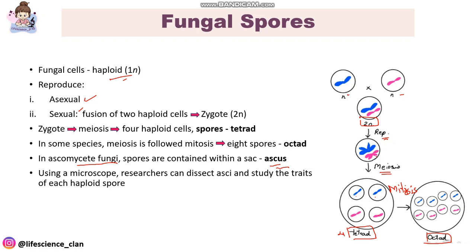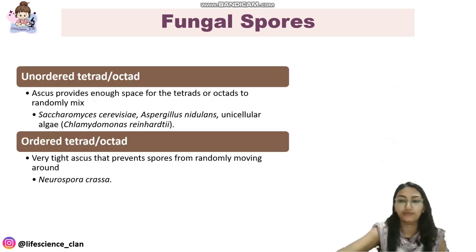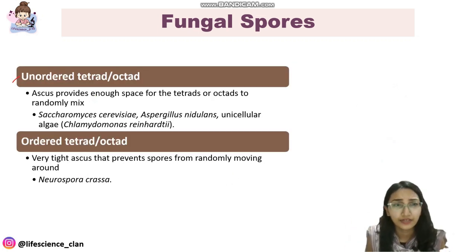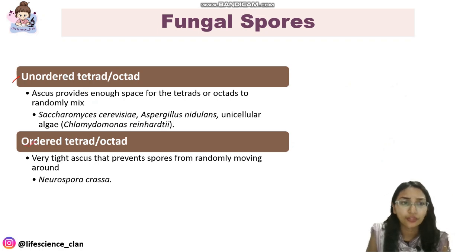Now why is this important? Because by studying this ascus and the spores we can get maps, which is basically the position of a gene on the chromosome. And second, we can know whether two genes are linked or independently assorted. So the linkage can be studied. How is this done? Researchers dissect the asci and study the spores. Now we can classify the fungal spores as unordered or ordered tetrads or octads.